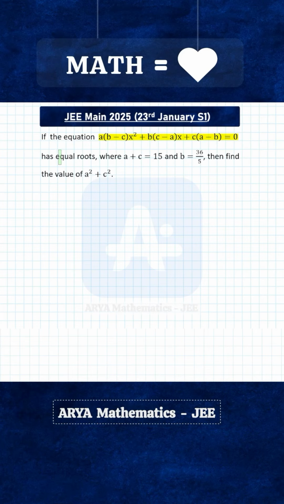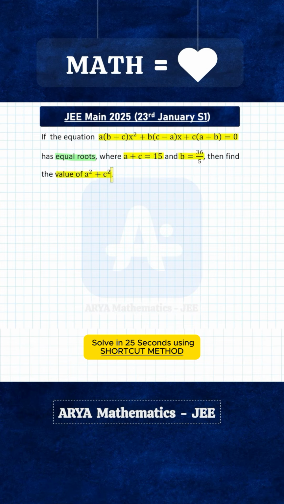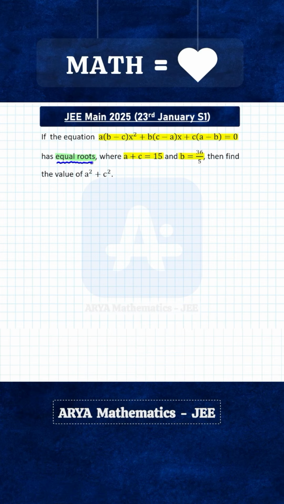If this quadratic equation has equal roots and a plus c is 15, b is 36 by 5, then we have to find the value of a square plus c square. Now, generally, when we see that a quadratic equation has equal roots, we try to use the condition that the discriminant of that quadratic in x must be 0.